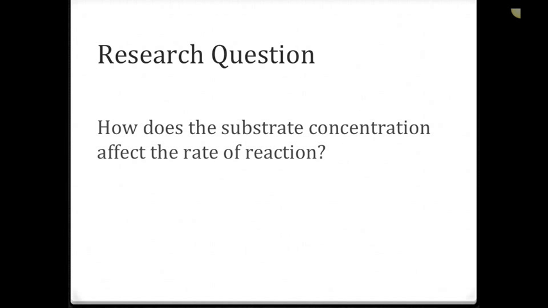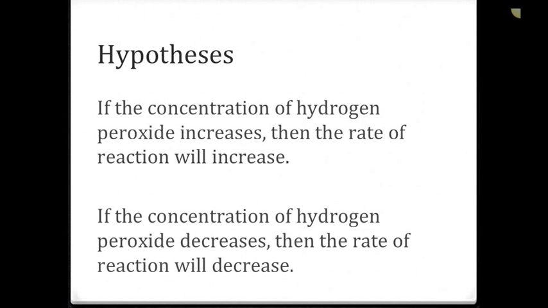Research question: how does the substrate concentration affect the rate of reaction? Hypotheses: if the concentration of hydrogen peroxide increases, then the rate of reaction will increase. If the concentration of hydrogen peroxide decreases, then the rate of reaction will decrease.